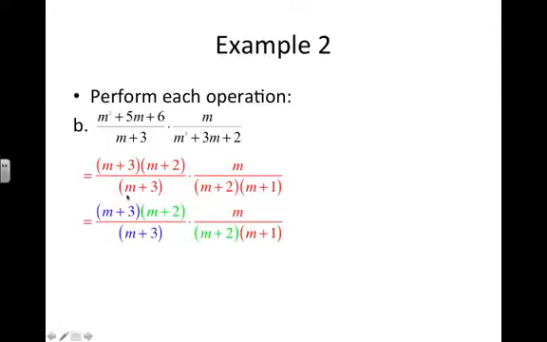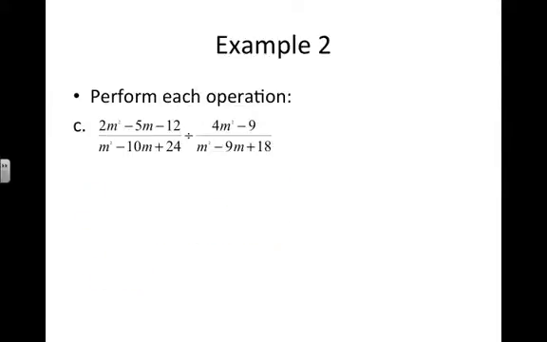So let's see, the m plus 3 on top and the m plus 3 on bottom make a pair that equal 1. The m plus 2 on top and the m plus 2 on bottom make a pair that equal 1. And then m over m plus 1, those don't match exactly, so we can't cancel them. And so our final answer is m over m plus 1.